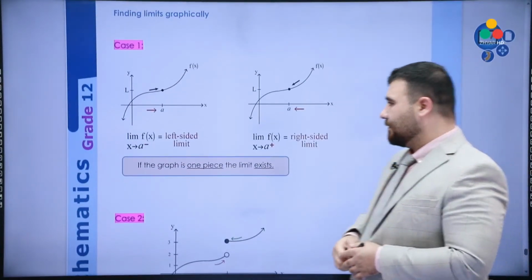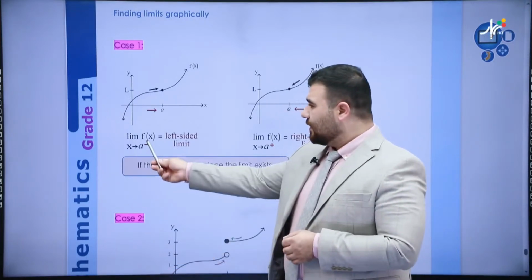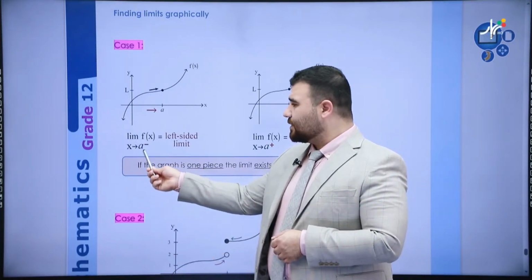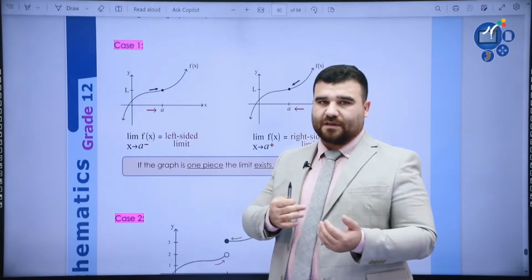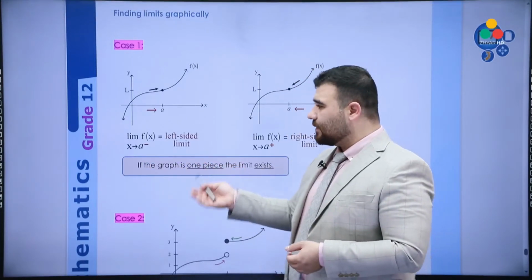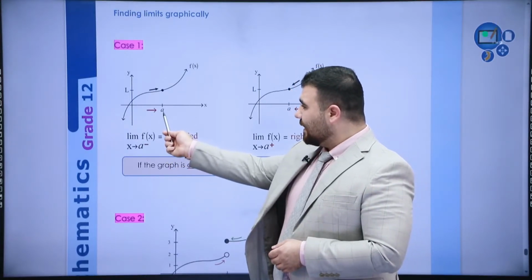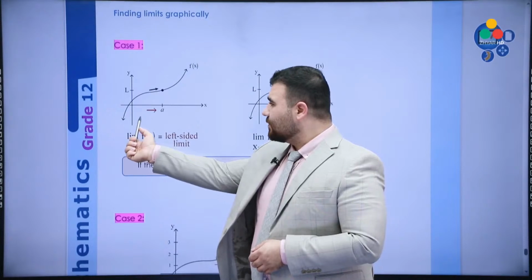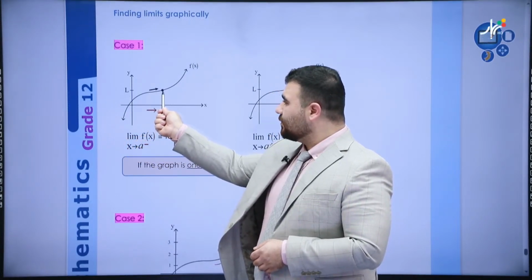Finding limits on a graph. Okay. The question says find the limit as x approaches a. This little negative sign here means on the left side. The question asks for the limit on the left side only. Then how do we do it? We have a on the graph. Getting closer to a on the left side will make the graph get closer to this point.